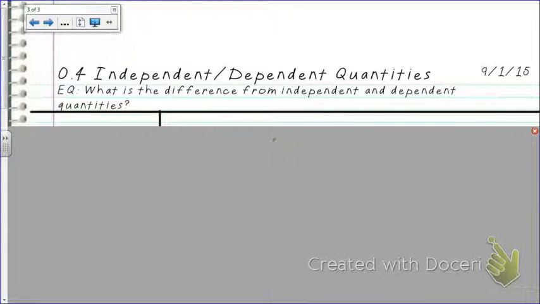So lesson 4, we're going to talk about independent and dependent quantities. Your essential question is, what is the difference between independent and dependent quantities? I don't know either. We're going to find out. So what's the difference between independent and dependent quantities? That's your question.